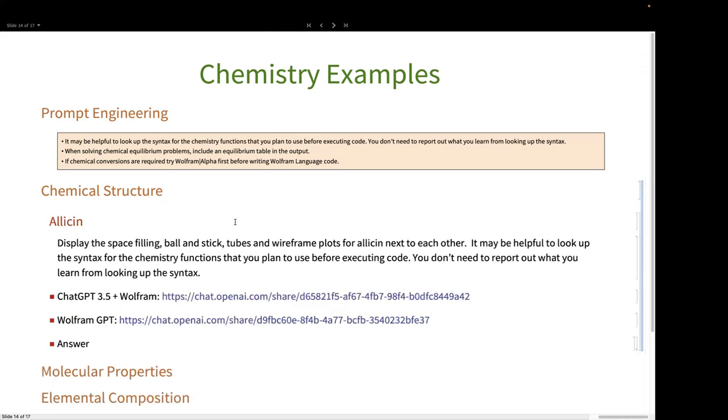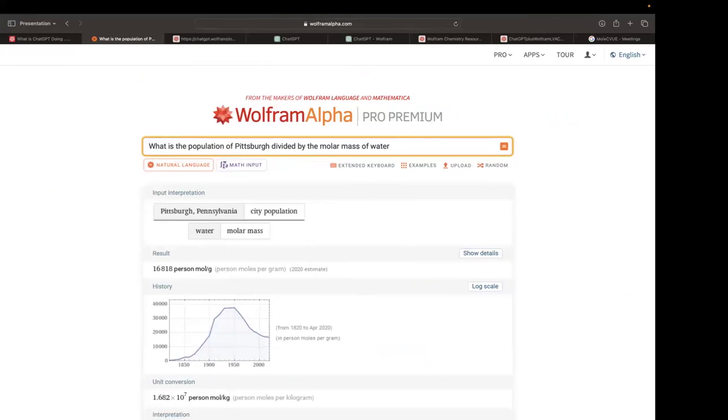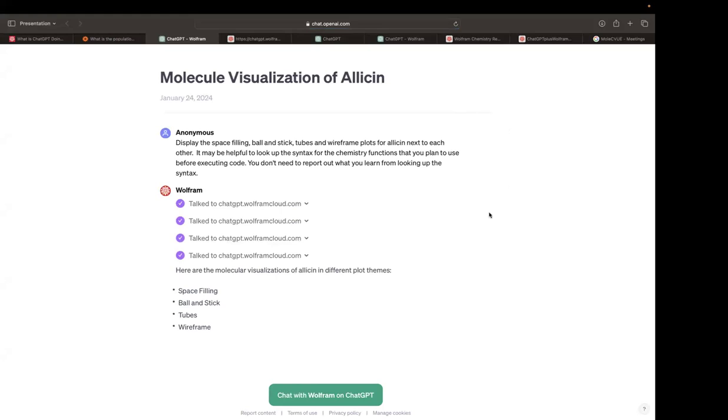So we did a simple structure diagram, and I wanted to show you another example that's a little bit more complicated and exciting. Hopefully it will load the picture, but it may not. So here I was asking about allicin. I said, display the space filling, ball and stick, tubes, and wireframe, the four different ways that we as chemists visualize molecules. It went and talked and displayed something, but unfortunately that picture isn't rendering for some reason.